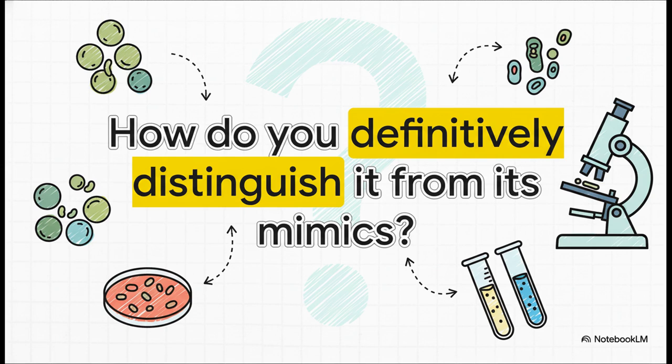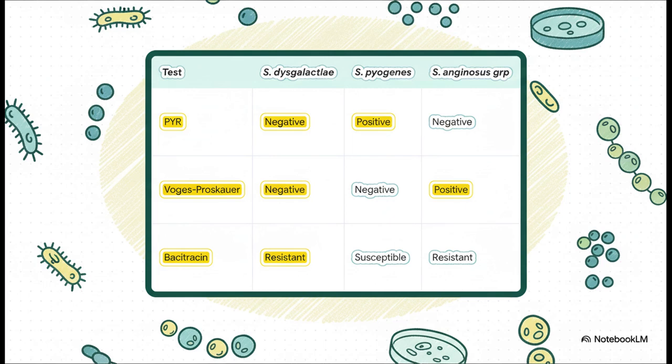So that's the million-dollar question, isn't it? You've got that big beta hemolytic strep on your plate. How do you make that final definitive call and separate it from its lookalikes? And thankfully, the answer is in some good old-fashioned reliable biochem. It really boils down to this table. Your absolute best friend is the PYR test. Streptococcus dysgalactiae subspecies equisimilis is PYR negative, period. That cleanly separates it from Streptococcus pyogenes, which is always positive.